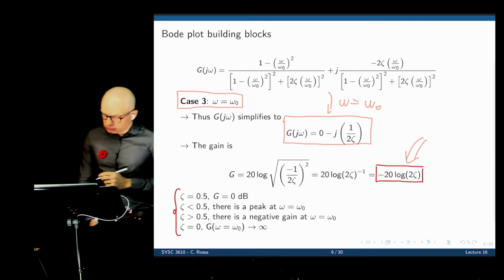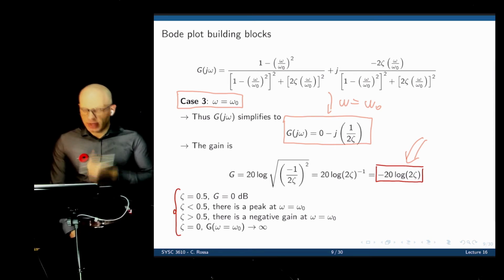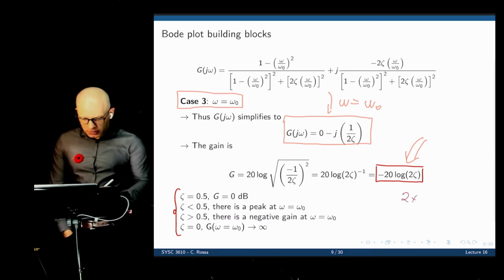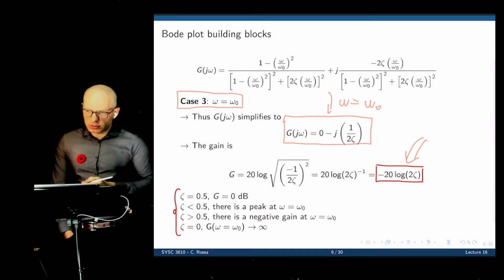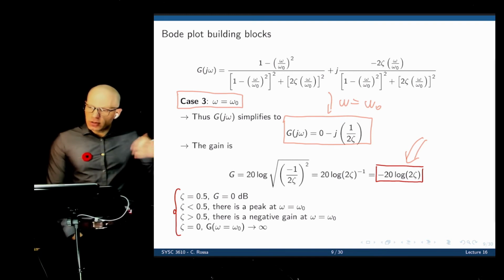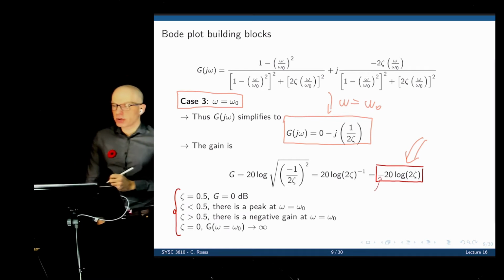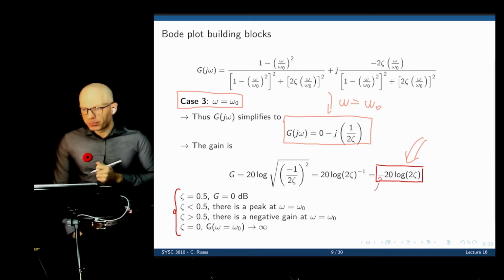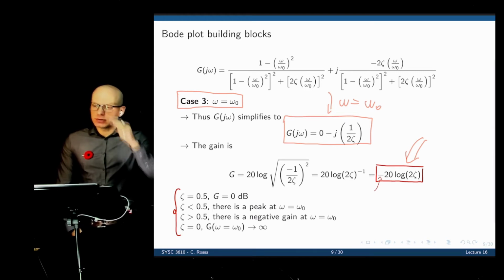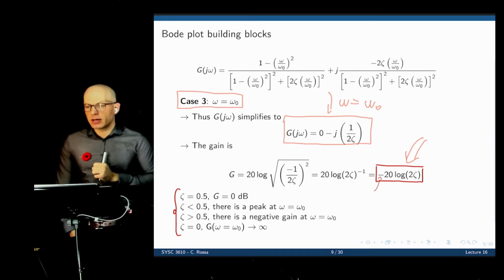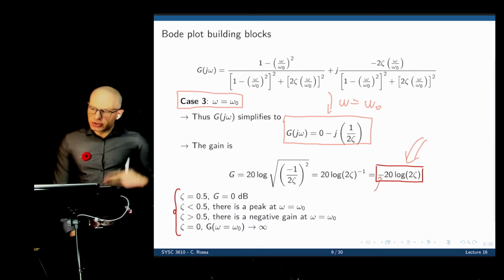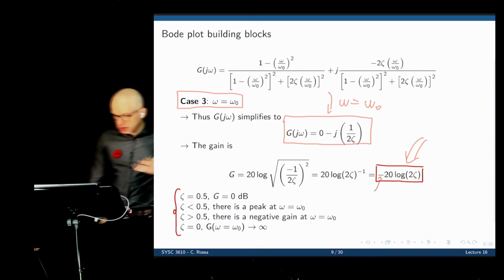If zeta is now greater than 0.5, then 2 times something greater than 0.5 is greater than 1. 20 log of something greater than 1 is a positive number. Because of this negative sign, the result of the operation is negative, which means that at the cutoff frequency, the Bode plot will decrease by a certain amount, negative 20 log of 2 zeta. And when zeta is 0, then you have 20 log of 0, that tends to infinity.